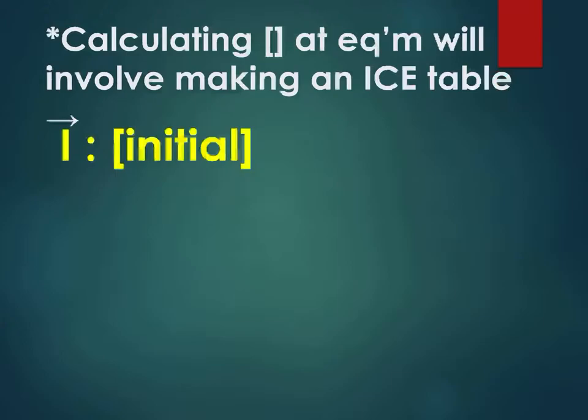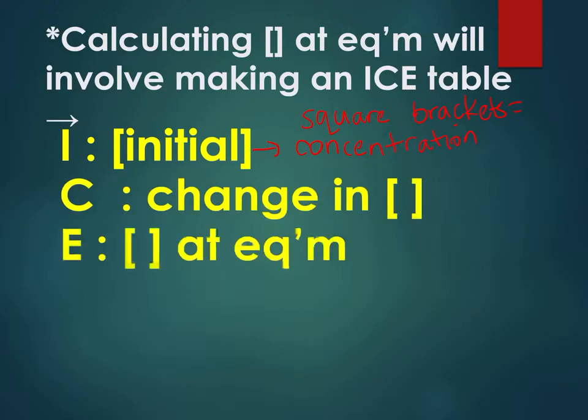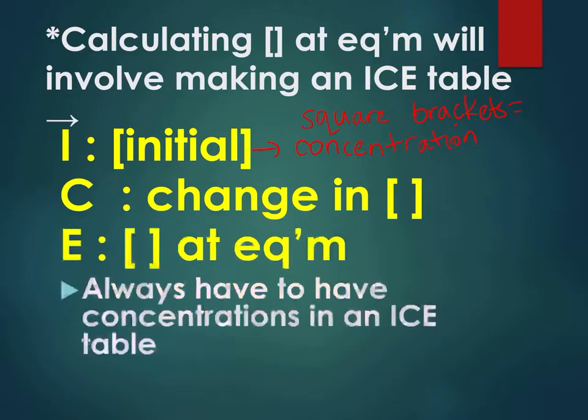So when we use the acronym ICE, I stands for initial, and the square brackets mean concentration. Which we did in the last unit, or the rates unit as well, but just in case you forget. Then, so initial concentration, how much does it change? So C. And then what is the new concentration at equilibrium? So you always have to have concentrations in an ICE table.